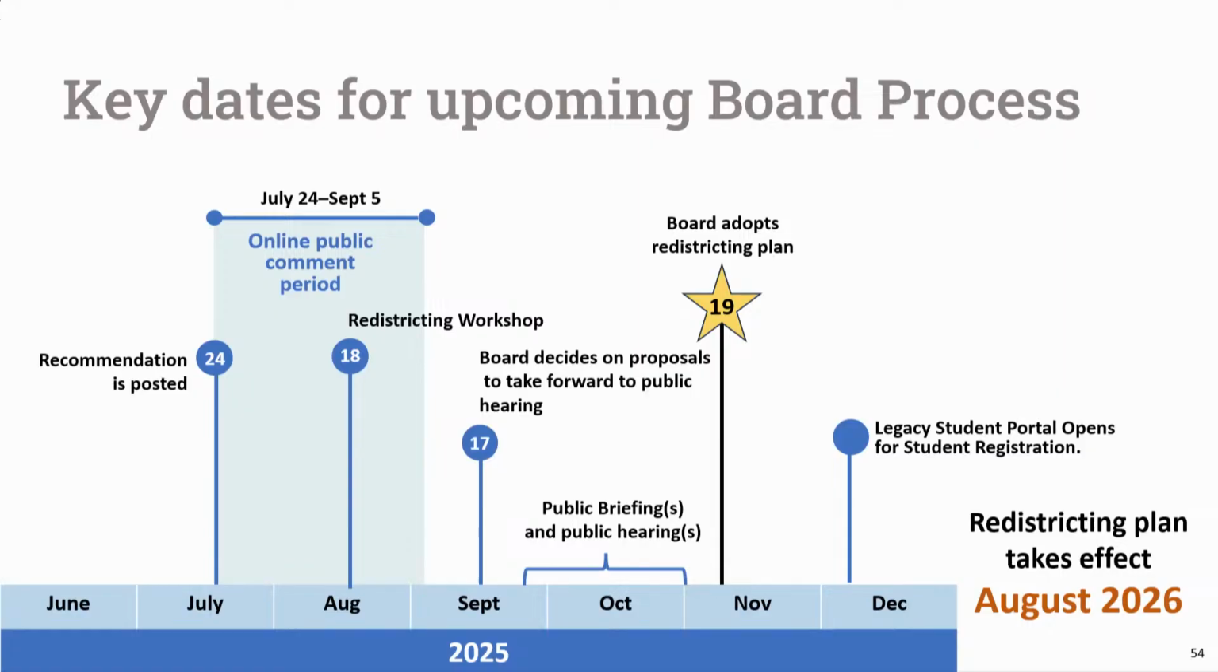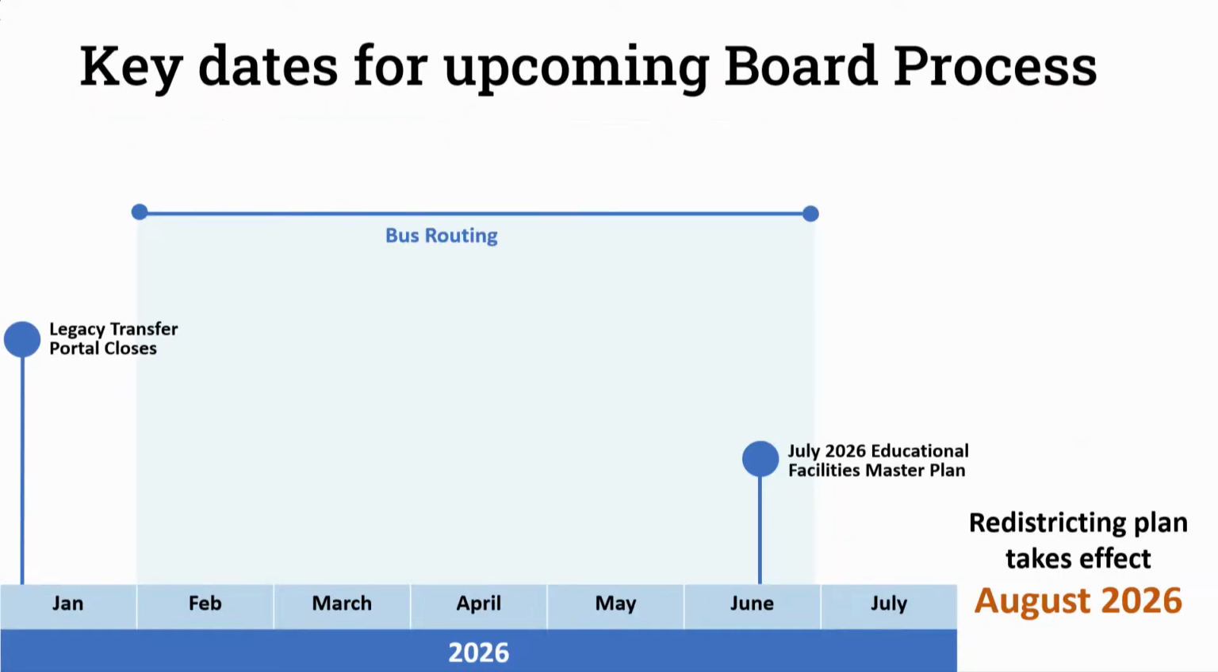Next steps include this public briefing, followed by 2 public hearings, one on October the 13th and the next one on October the 27th, 2025. The board is scheduled to adopt a redistricting plan on November the 19th that will go into effect in August of 2026. In December, the legacy portal will open. By January, the legacy portal will close to allow staffing and projections to be completed. Development of the new and updated bus routes would take place between February and July 1st, and the redistricting plan takes effect in August of 2026.